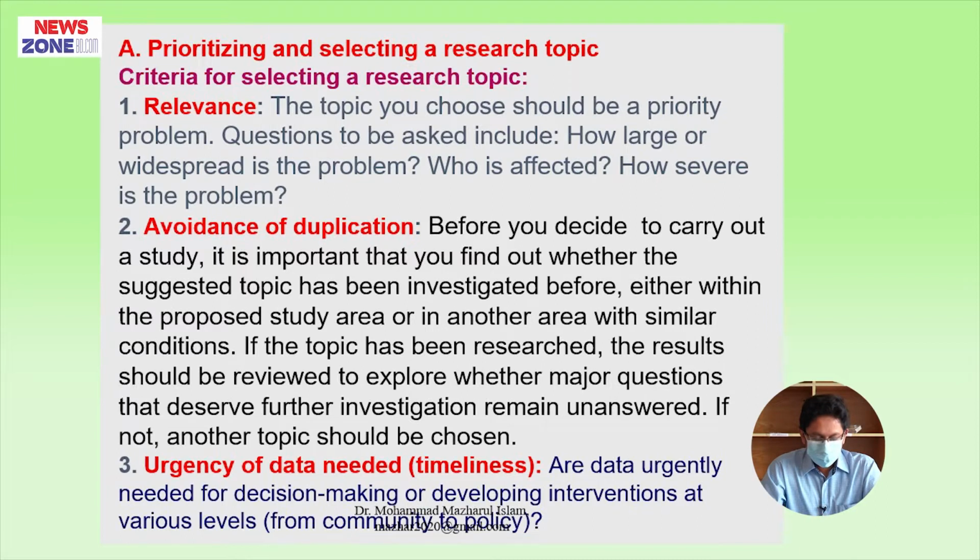The third one is urgency of data needed or timeliness. For example, currently the COVID-19 pandemic is going on in the whole world, and we need to know in detail about COVID-19. So it is important for this time, and it is urgently necessary. So timeliness or urgency of data is our third criteria which we have to consider during prioritizing a topic.